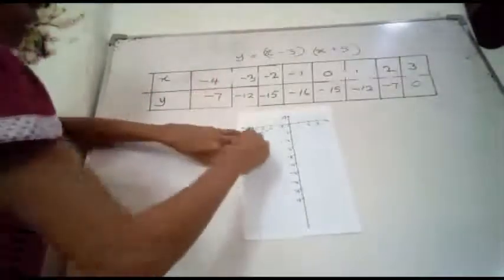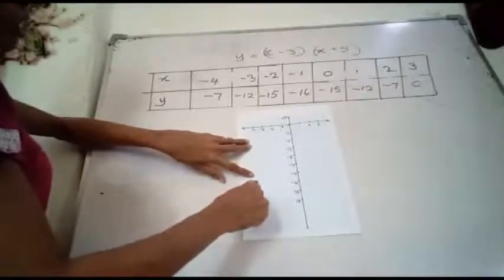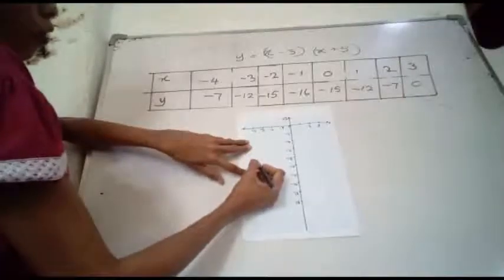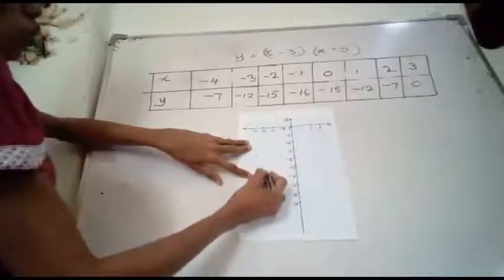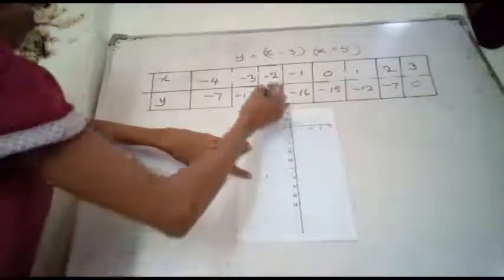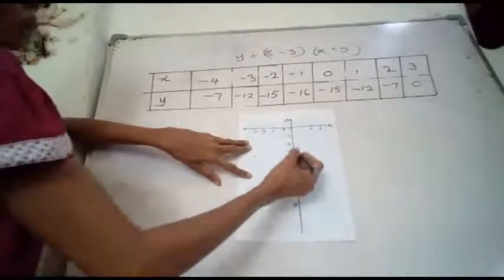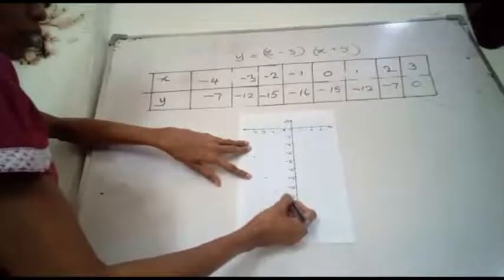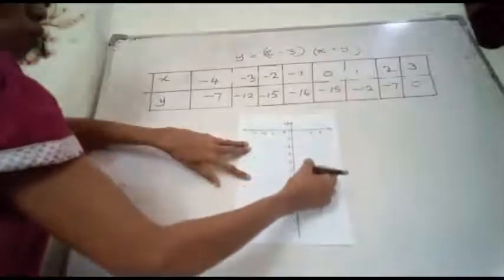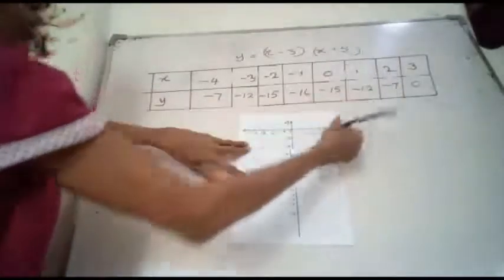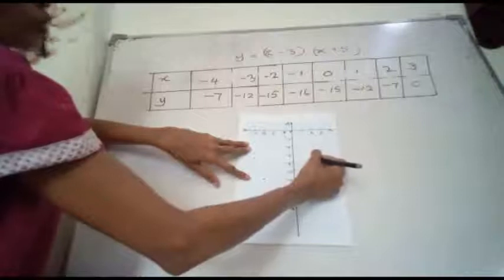We plot the points: (-4, -7), (-3, -12), (-2, -15), (-1, -16), (0, -15), (1, -12), (2, -7), (3, 0).